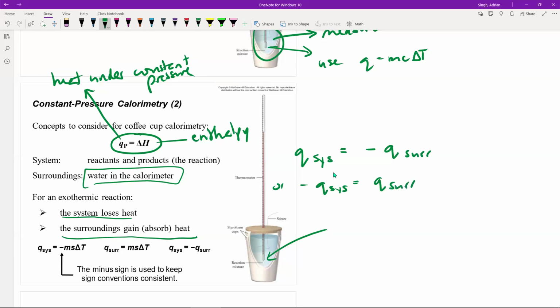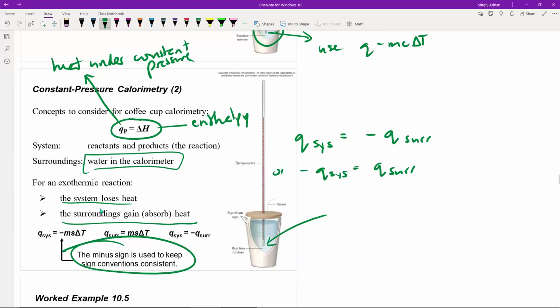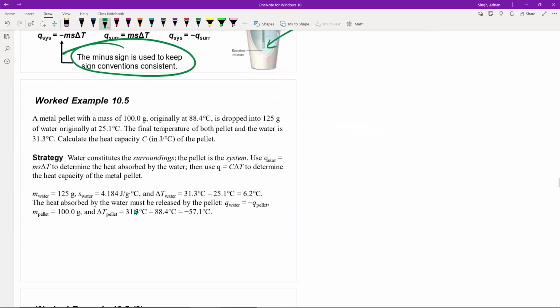Okay, so if we can measure the surroundings, so the m, the c, the delta T for the surroundings, we plug that into our equation. That's equal to the negative, the opposite sign of the q of the system. So it's a very, very simple process that can be used. However, you want to keep track of the sign so that we don't make that mistake when we do our calculations. All right, let's take a look at an example.